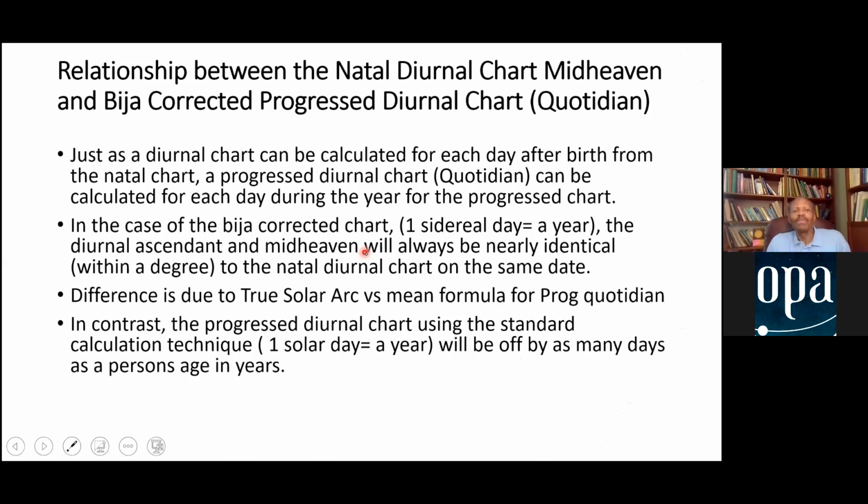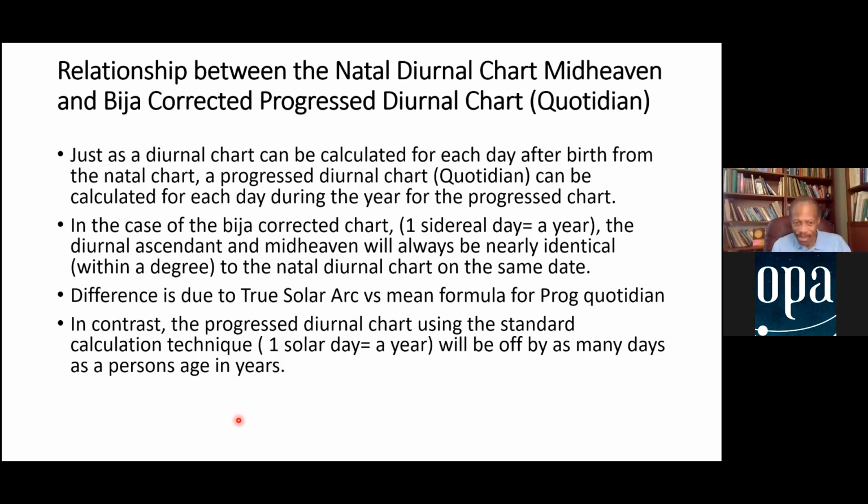Now, I want to also examine the relationship between natal diurnal midheaven and the Bija-corrected progress diurnal chart. Just as a diurnal chart can be calculated for each day after birth from the natal chart, a progress diurnal chart, also known as a quotidian, can be calculated for each day during the year for the progress chart. In the case of the Bija-corrected chart, one sidereal equal year, the diurnal ascendant and the midheaven will always be nearly identical within a degree to the natal diurnal chart on the same day. The difference is due to the true solar arc versus using the mean formula for the progress quotidian.